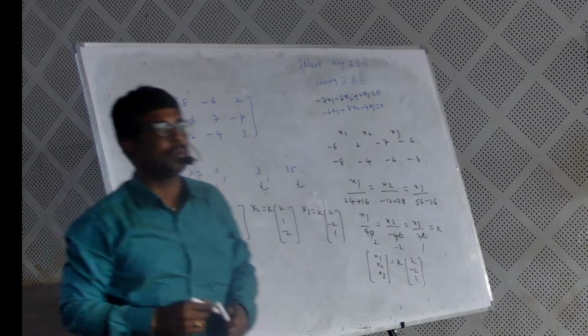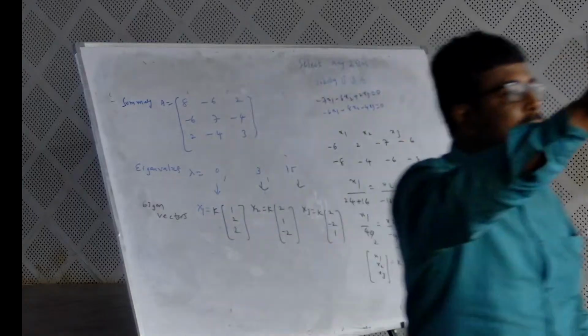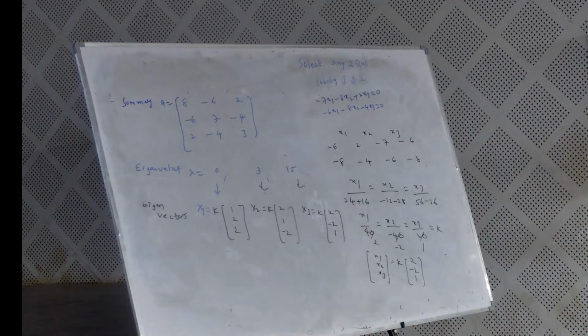This is the total story. The eigenvalues, 3 eigenvectors. Note down. The values are distinct. Every eigenvalue is producing one eigenvector. 0, 3, 15 are the eigenvalues. Remaining are eigenvectors.